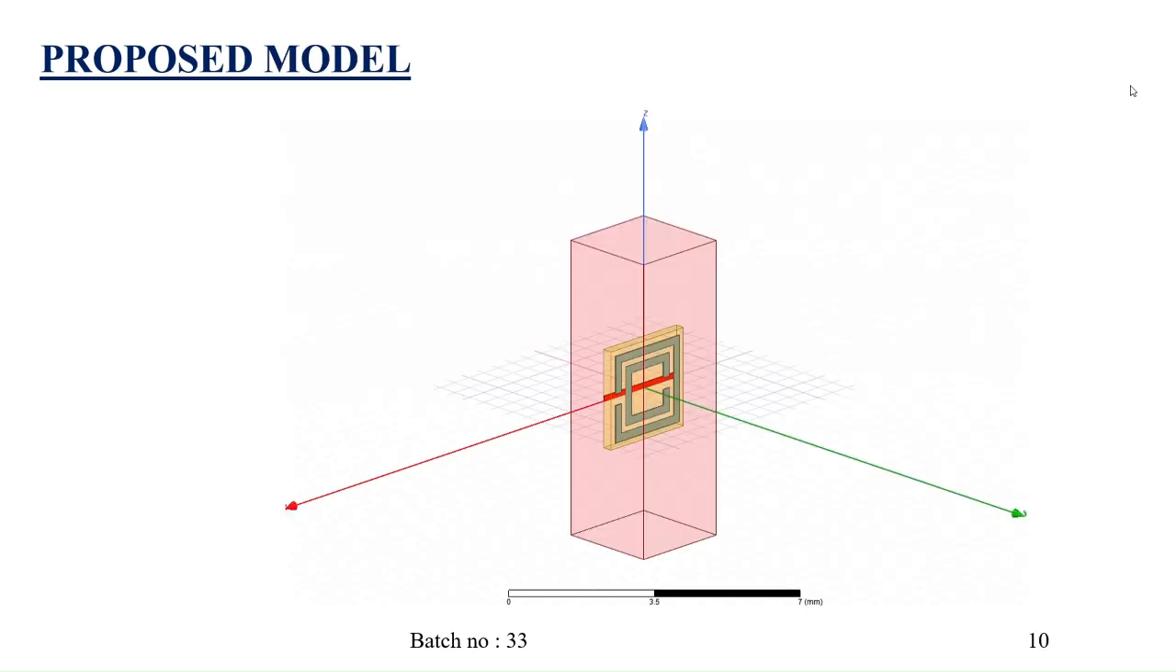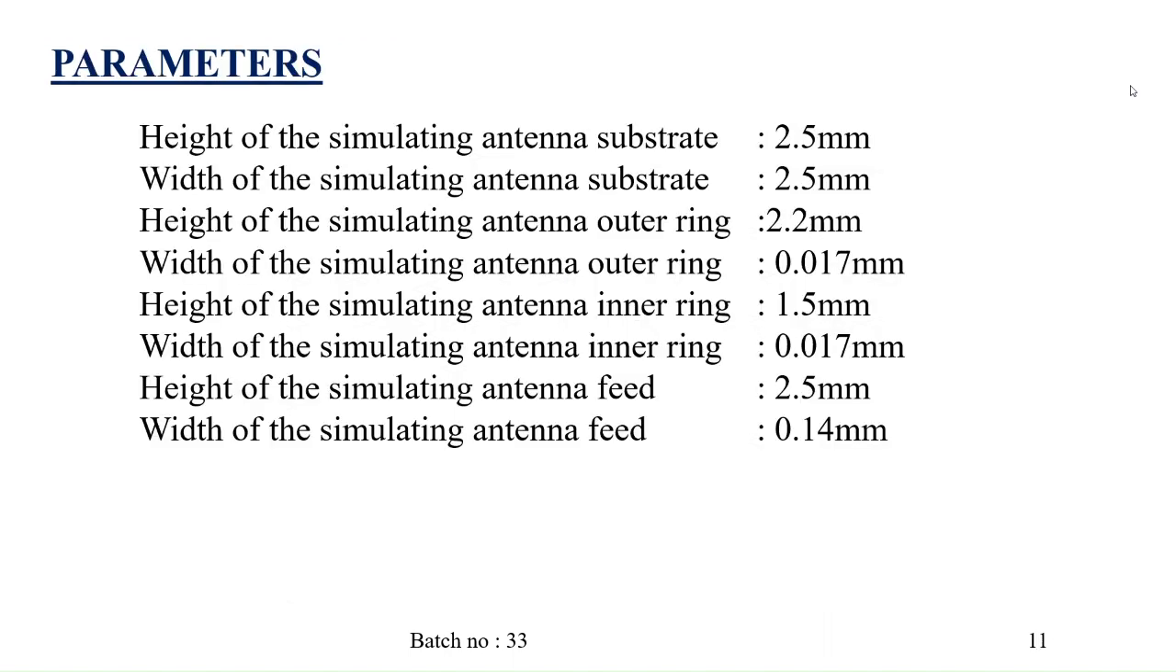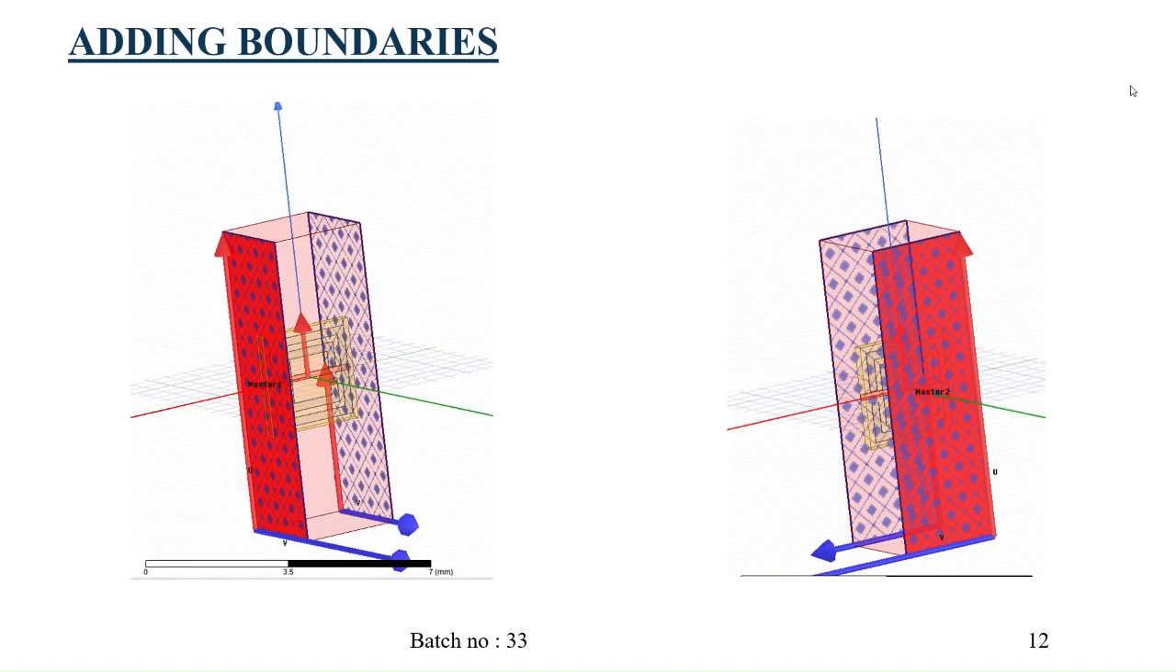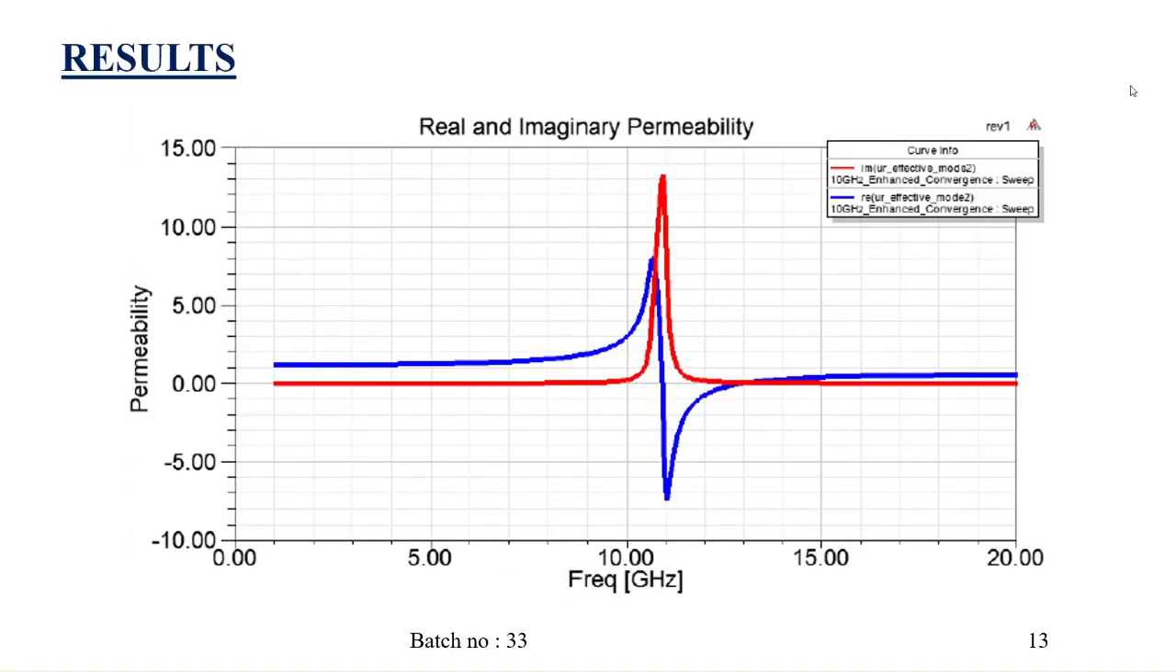This is our proposed model where two split resonators are induced above the field. These are our parameters: height and width of the antenna substrate, height and width of the outer ring, height and width of the inner ring, height and width of the antenna field. Next, at the next step, we are adding boundaries to master 1 and master 2. These are the results of our proposed project. These are our results of the proposed antenna model.